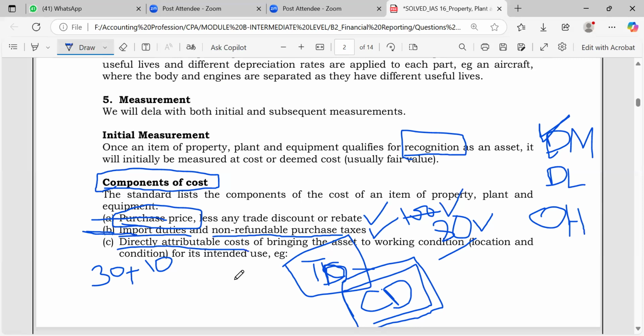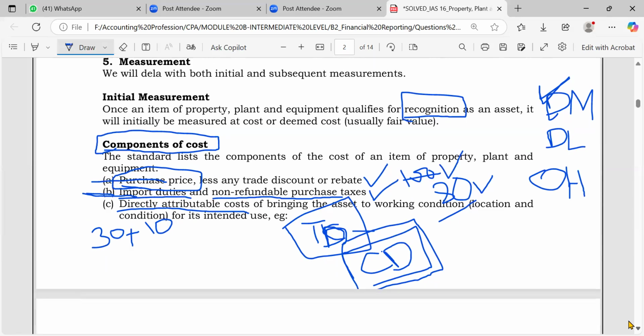But if you take it to the site, that's not yet working condition. Some equipment may need to be drilled, or a slab may need to be made there, to be fixed there. So all those costs that bring the asset to its working condition as intended would also form part of the cost of the asset, which is also something obvious.